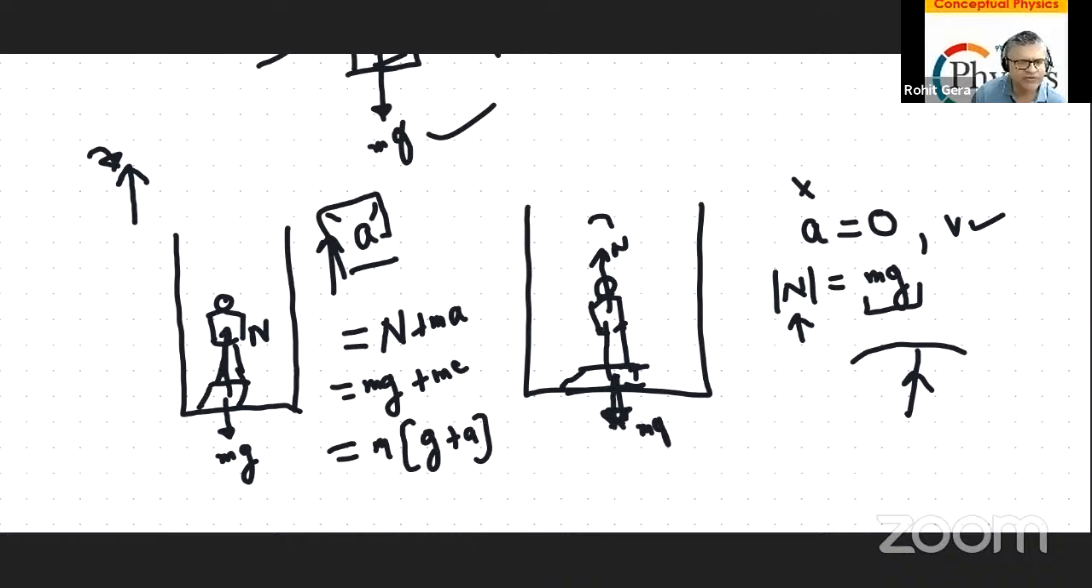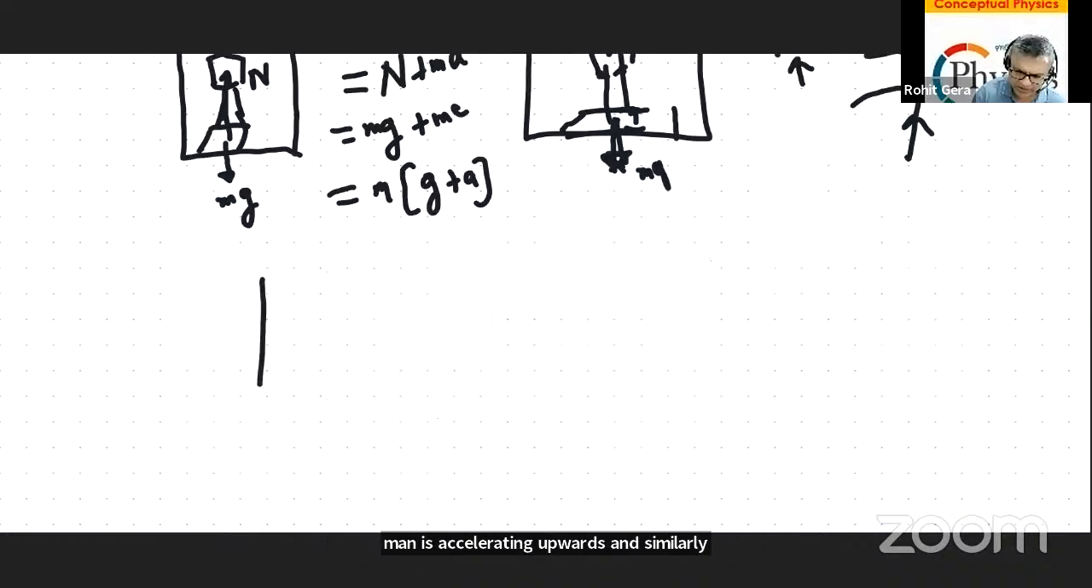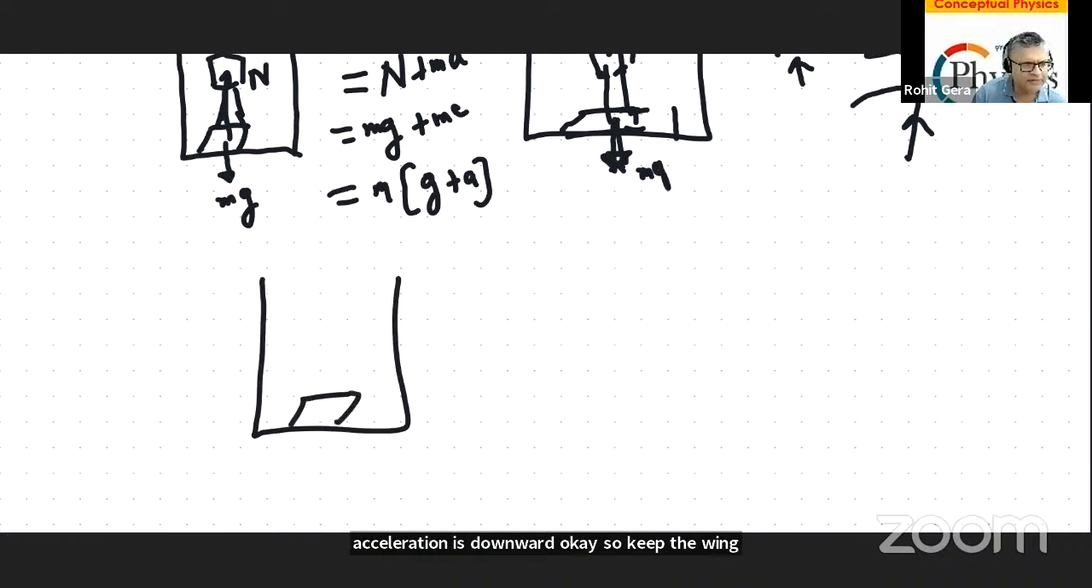No, that is a force which is experienced by the lift. The man's weight is all the upward forces acting on the man. The N plus ma will give you the apparent weight when the man is accelerating upwards. And similarly, if the acceleration is downward, okay, so keep the weighing scale, same man, okay, now go down.